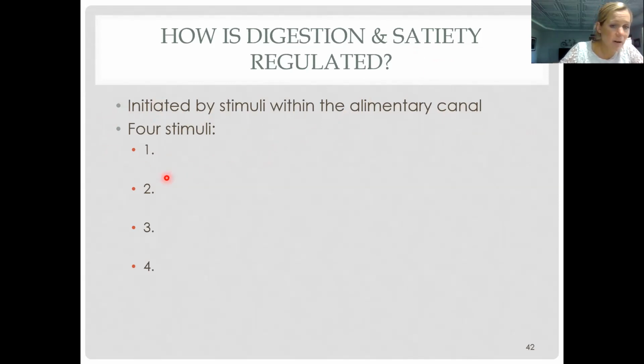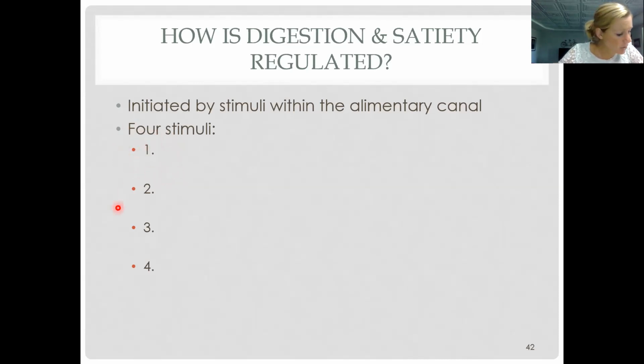Number 1 is distension, or stretching of the walls. That has to do with the volume of the food or the fluid that we consume. If I consume a lot of watermelon, for example, it's not a lot of calories. However, it is a lot of volume. So I might feel full faster because I'm eating a couple cups of this and that fills up my stomach. So, distension or the stretching of the walls.